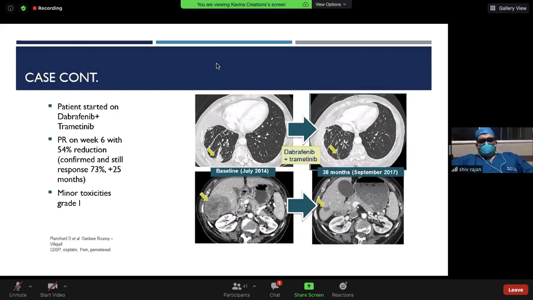Next slide. So our patient was started on dabrafenib and trametinib. She had a wonderful response and achieved 54% reduction at week 6. She tolerated the therapy pretty well, though they are not easy agents to tolerate. Any of the panelists who have used BRAF inhibitors in their practice, what is the commonest side effect they have seen with the usage of BRAF inhibitor? Anybody can take it who have used BRAF inhibitors in practice.